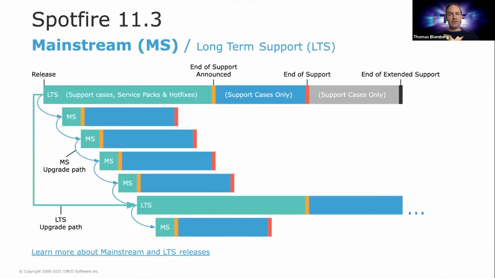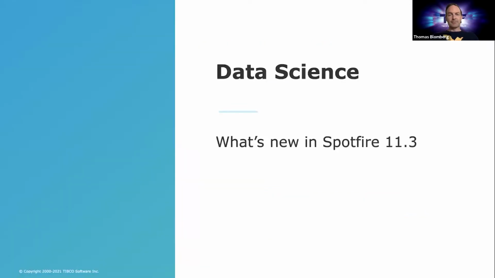Spotfire 11.3 is a mainstream release, which means it replaces 11.2 and will be supported until we see the next release. You may wonder when the next LTS release is. That's a very common question, and we would love to see the next LTS release soon. Keep in mind that typically we release a Spotfire long-term support release in the June timeframe. So keep an eye out for that.